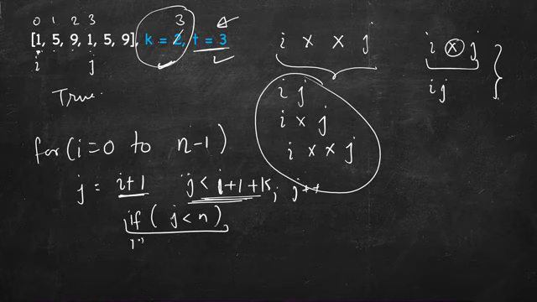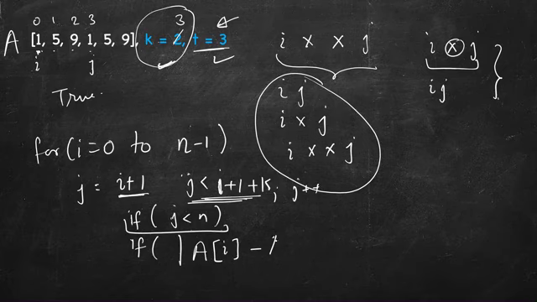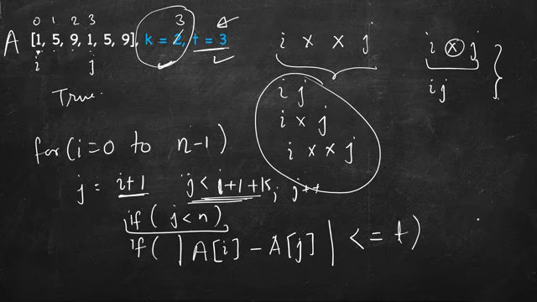So here we will check if the difference, let's call it ai minus aj, in absolute value, is less than or equal to t, then return true. And if none of these cases return true, then finally we will return false.